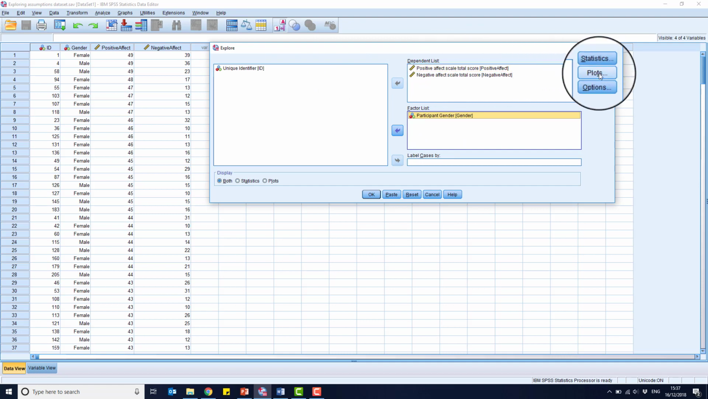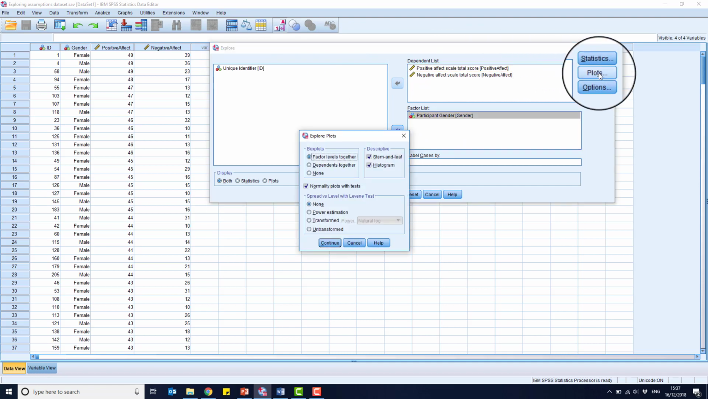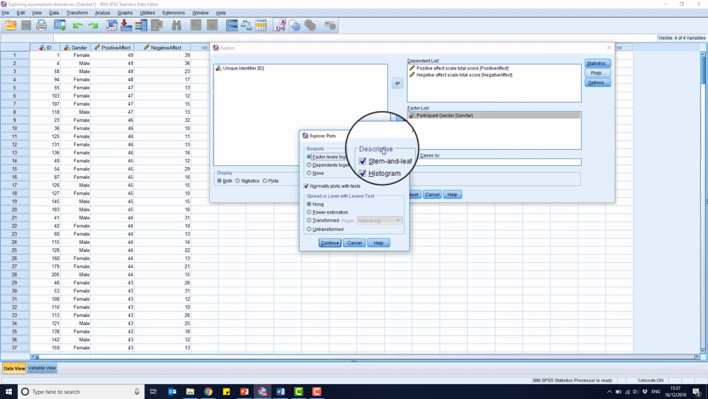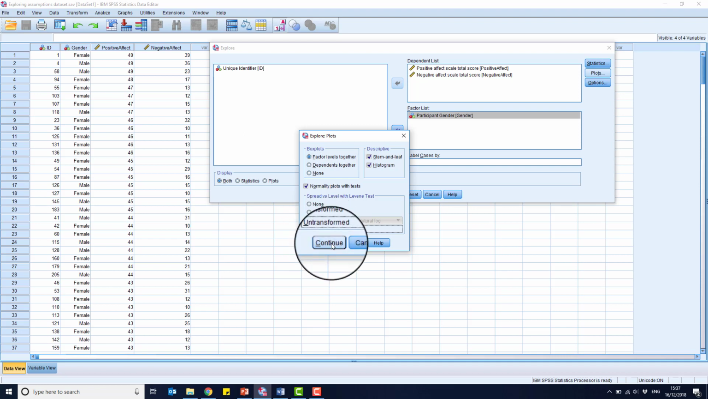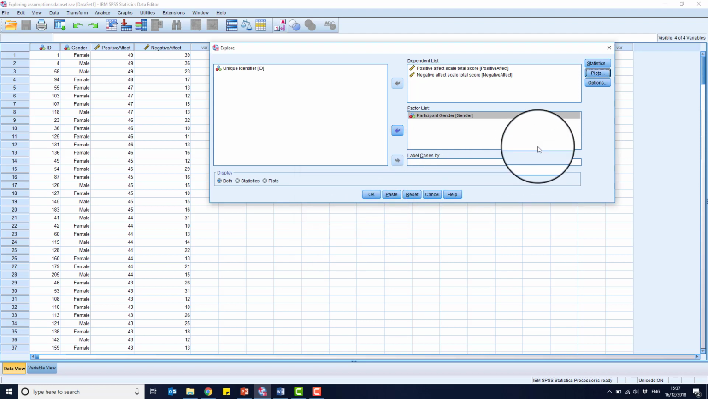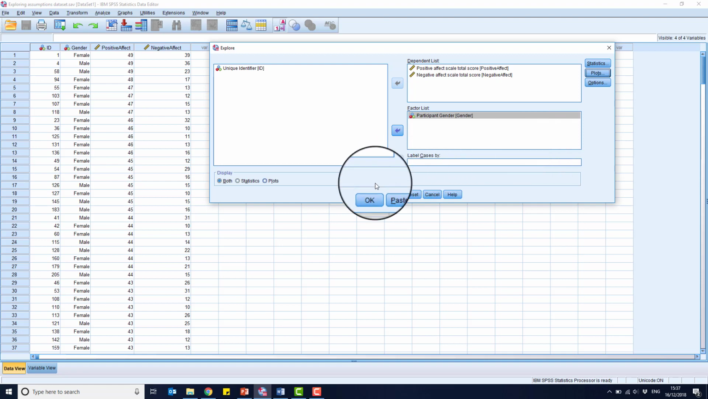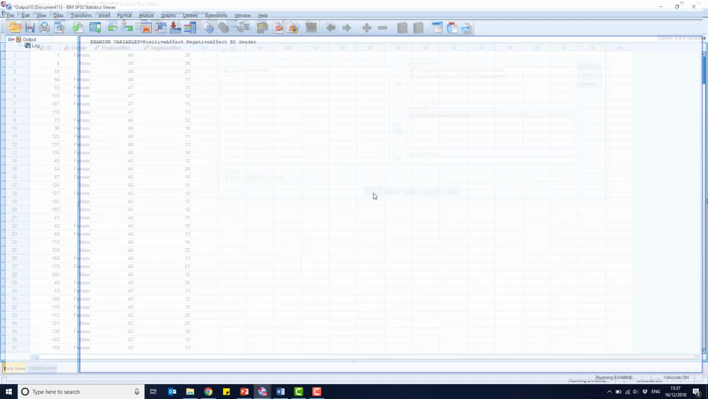I'll just go to Plots to check that we have everything we want. We need our histograms ticked and our normality plots with tests, but this time we're also going to ask for a Levene's test, and that's what will help us to test the homogeneity of variance assumption. We want the untransformed option for this. Then we're going to click Continue. Everything else we can leave as it was for our original analysis, and we'll click OK.